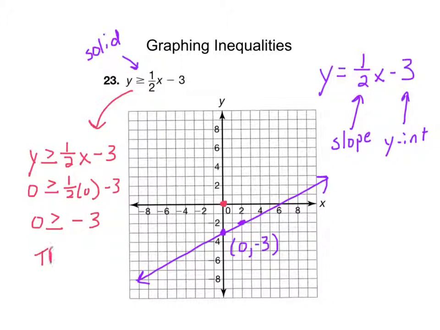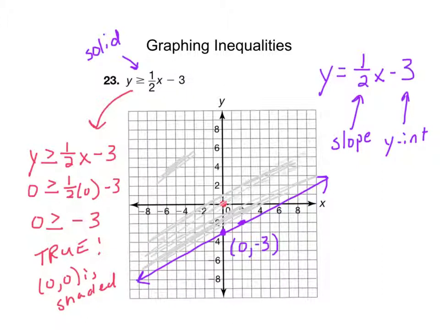That's true. So since that's true, that means 0, 0 is shaded. So that means this point right here is going to have some shade on it. So all of this on this side of the line is shaded. I actually usually draw lines away from it, but you can think of it as, actually, let's see if I can draw, ooh, let's go gray. So I would shade all of this above the line because 0, 0 is shaded.